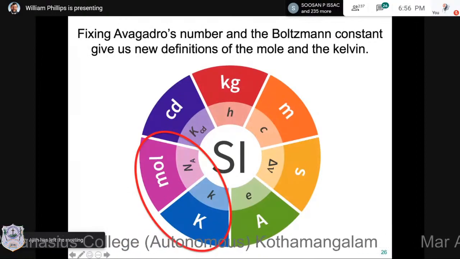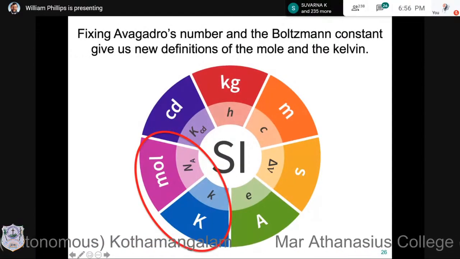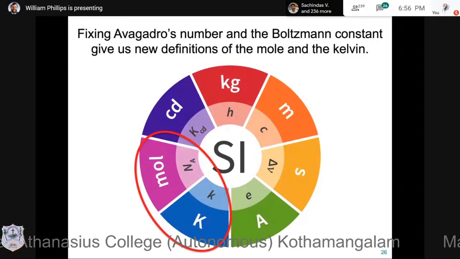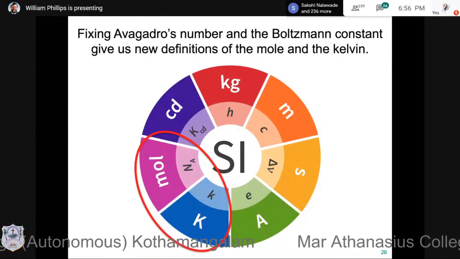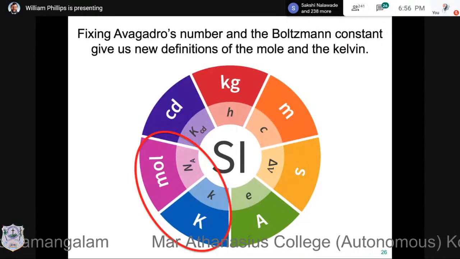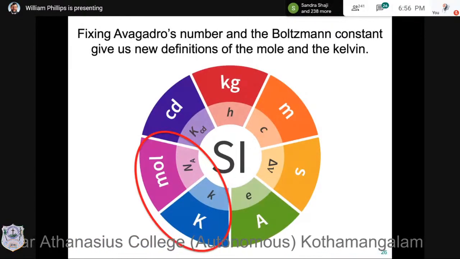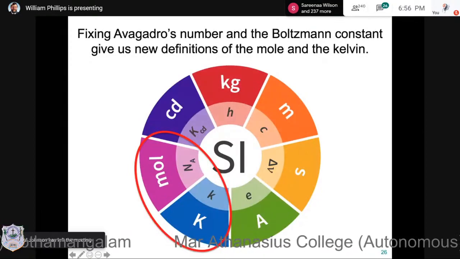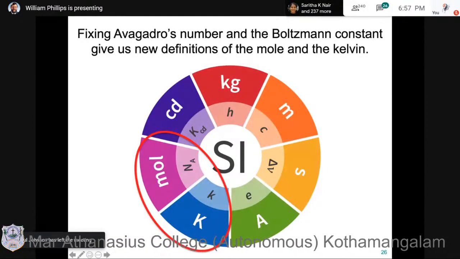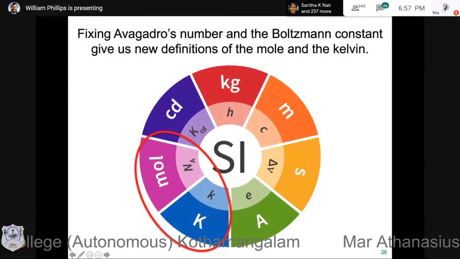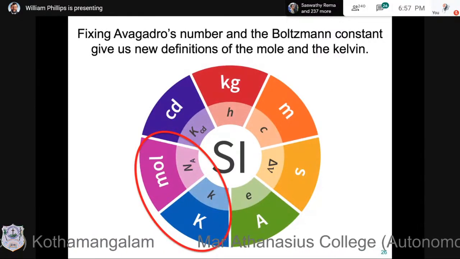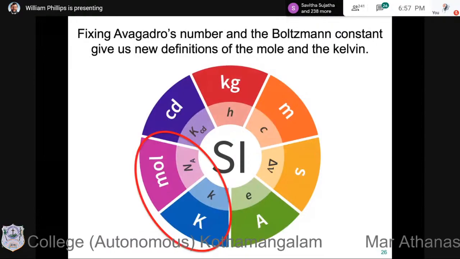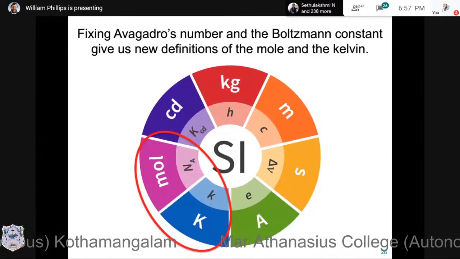In addition, we've also defined the Kelvin and the mole. It used to be that the Kelvin was a certain fraction of the triple point of water, 1 over 273.16 kelvins being the defined value of the triple point of water. Now we have redefined the Kelvin as of May 20th of 2019 by defining the value of the Boltzmann constant. And finally, the mole. It used to be that the mole was equal to the amount of substance that had a number of entities, say atoms or molecules, that was equal to the number of carbon 12 atoms in 12 grams of carbon 12.